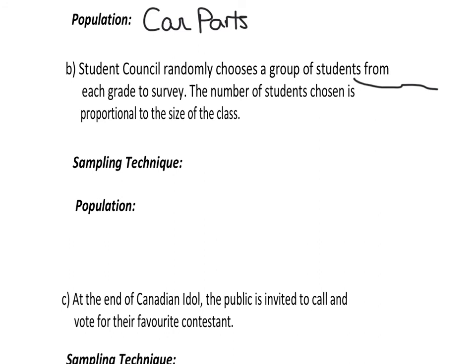Student council randomly chooses a group of students from each grade to survey. The number of students is proportional to the size of the class. Which one is that? Stratified, yeah, stratified random sample.